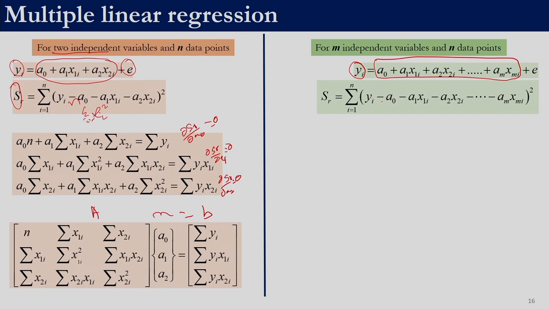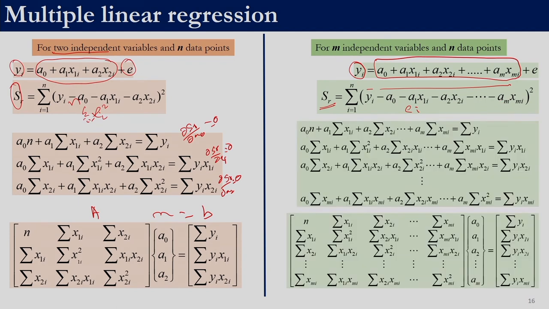Again, this is the explanation. This is the same as the sum of squares of errors. This is the model part, and this is the measured value. So the error with respect to each data point is squared and summed up. So this is our SR. Over here, to apply the stationary condition, we need to do dou SR by dou a0 equal to 0, dou SR by dou a1 equal to 0, dou SR by dou a2 equal to 0, all the way up to dou SR by dou am equal to 0.